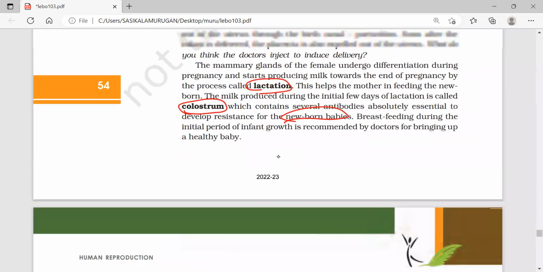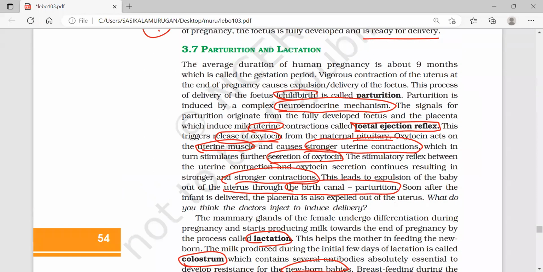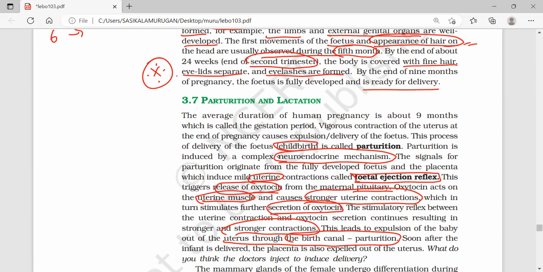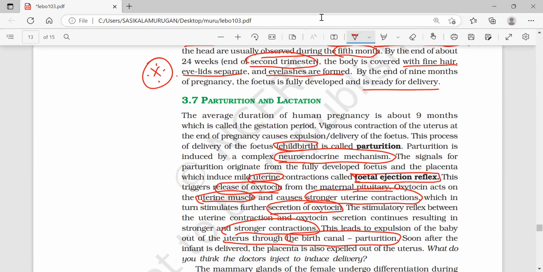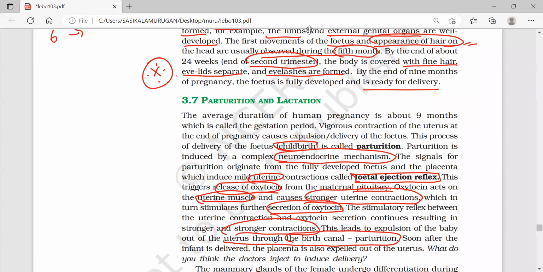Any doubts regarding this topic, parturition and lactation? Can you explain the parturition alone again? Once again, I'm not getting you clearly. Yes, sir, you can ask again. The parturition process, the fetal ejection reflex.